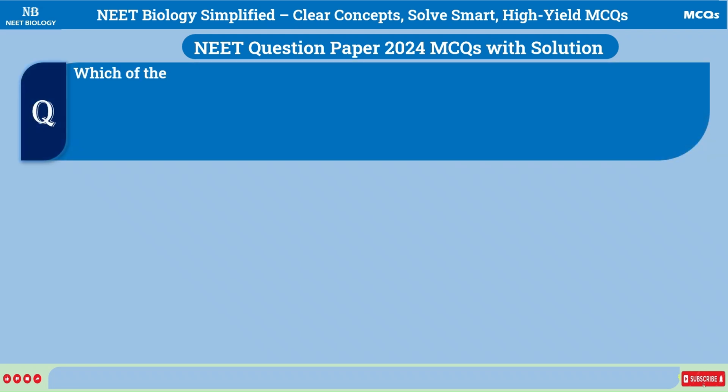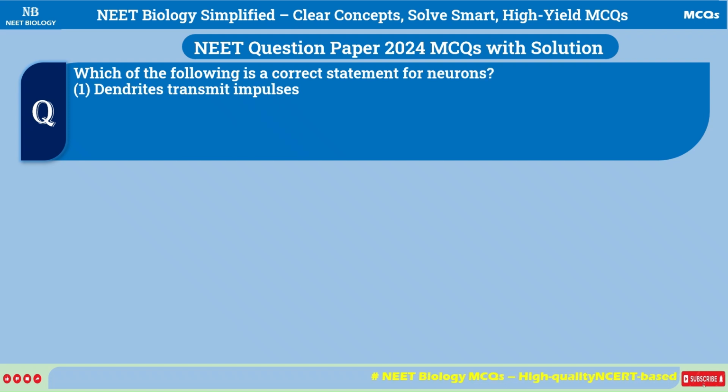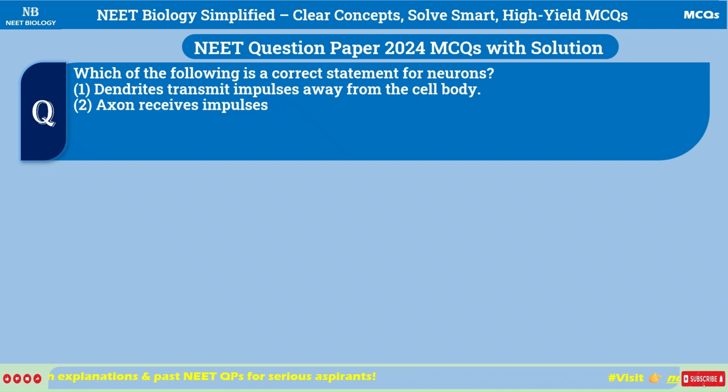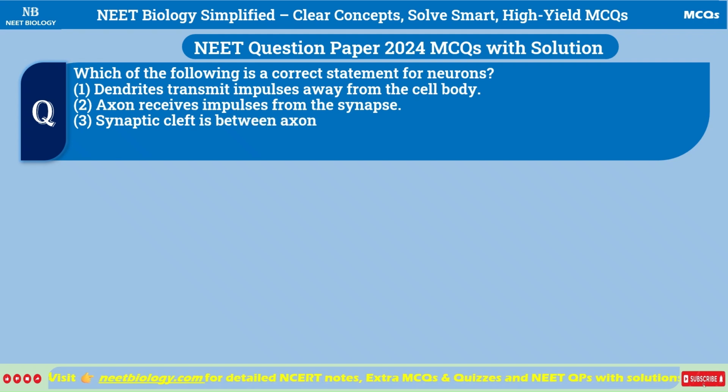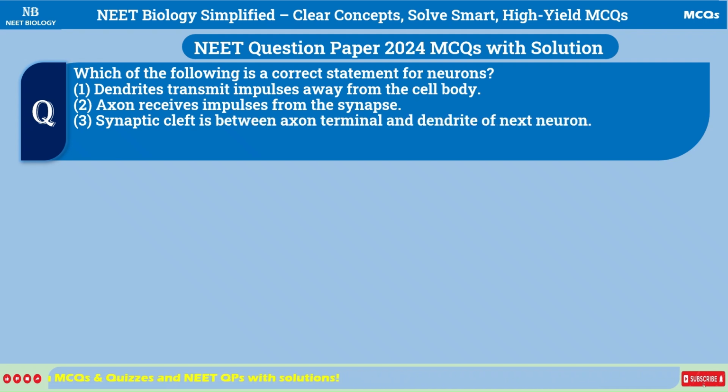Which of the following is a correct statement for neurons? 1. Dendrites transmit impulses away from the cell body. 2. Axon receives impulses from the synapse. 3. Synaptic cleft is between axon terminal and dendrite of next neuron. 4. Axon is always covered with myelin sheath.